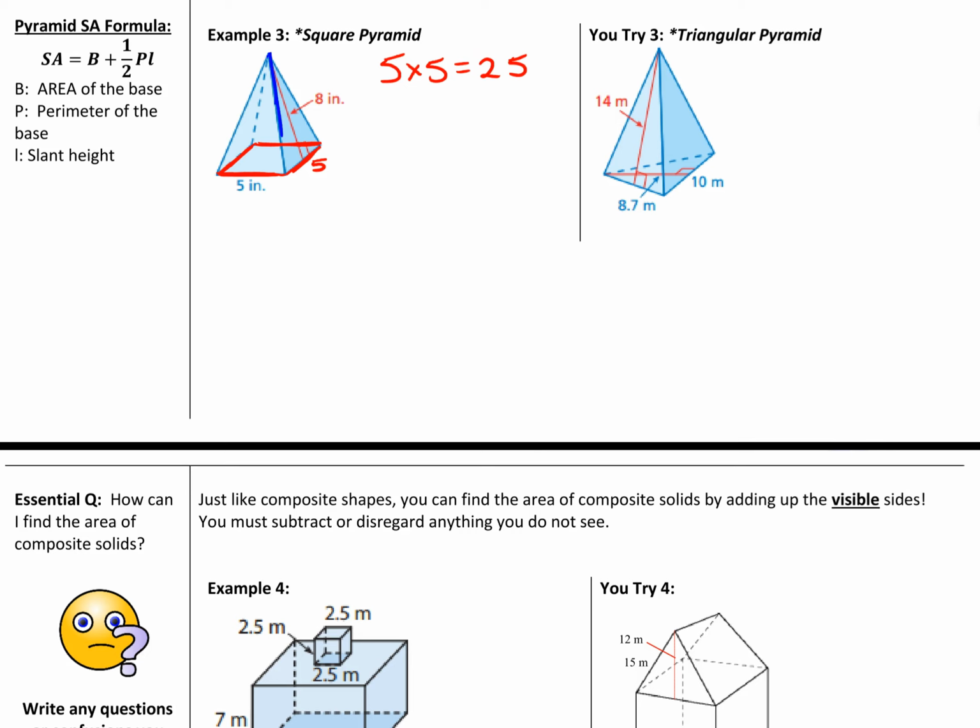Next, we will look at our lateral faces. And we know the defining area of a triangle is 1/2 base times height. So 1/2 of 5 times 8, which is 20. Now, because it's a square pyramid, that means we have 4 sides that are going to be the exact same. You could also just multiply that 20 by 4. So 25 plus 20 times 4 is 80. 25 plus 80 gives us 105 inches squared.